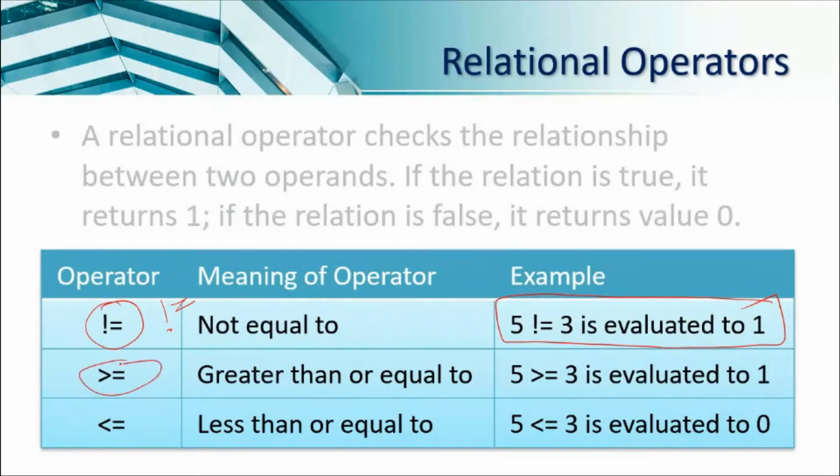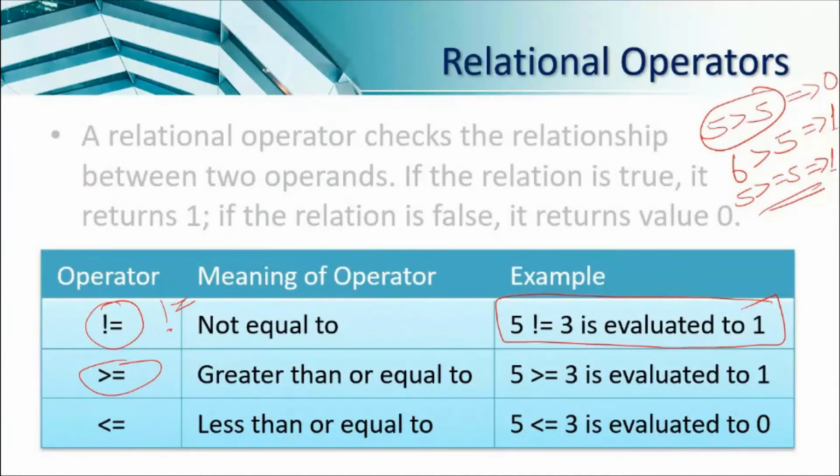Then greater than or equal to. In the other case, we are checking whether it is only greater than. If 5 is greater than 5, this will be evaluated to 0 because it is false. 6 is greater than 5 will be evaluated to 1. But 5 greater than or equal to 5 is true, because 5 is greater than or equal to 5, and it will be evaluated to 1.